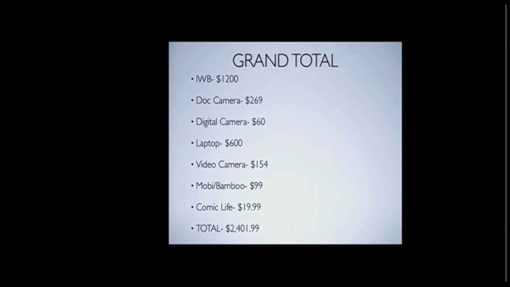Okay, so what do you have here? So the grand total for that setup. And this is for a classroom setup. A classroom setup. Okay. Interactive whiteboard, $1,200. Document camera, $269. Digital camera, $60. And so forth. Grand total? $2,401.99. Okay, this is just a ballpark estimate. Ballpark. Your prices may vary.